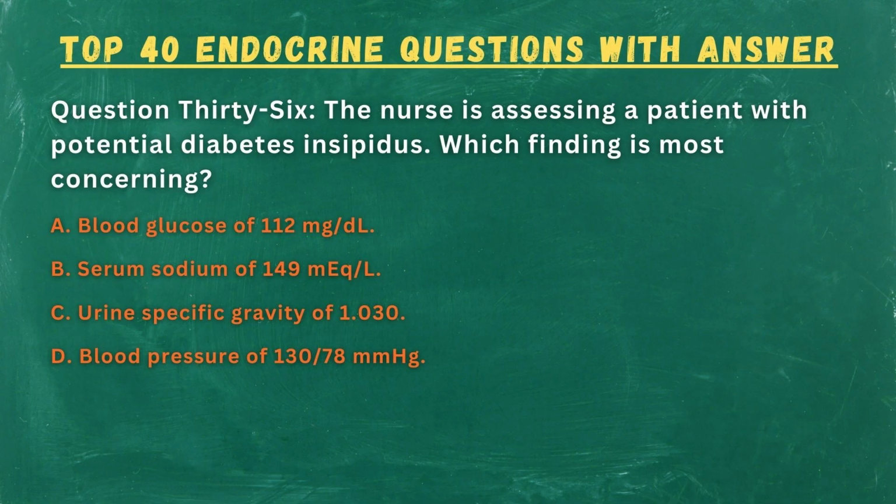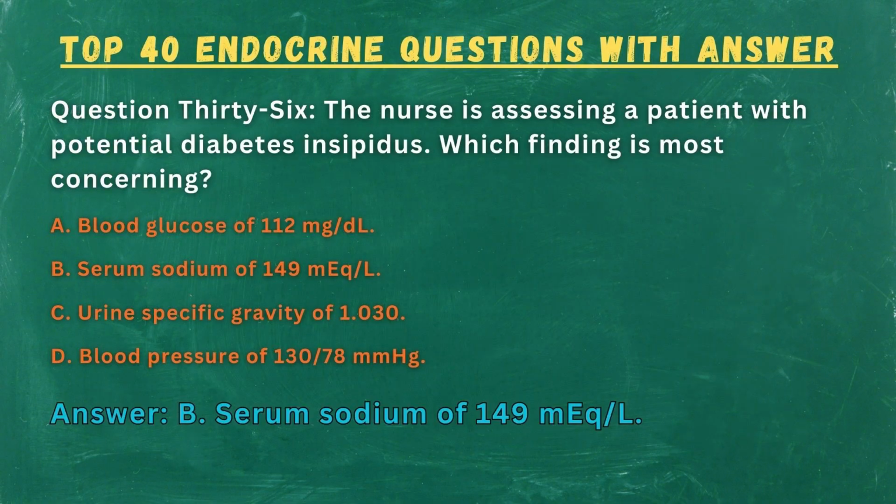Question 36. The nurse is assessing a patient with potential diabetes insipidus. Which finding is most concerning? A. Blood glucose of 112 milligrams per deciliter. B. Serum sodium of 149 milliequivalents per liter. C. Urine specific gravity of 1.030. D. Blood pressure of 130/78 mmHg. Answer: B. Serum sodium of 149 milliequivalents per liter.